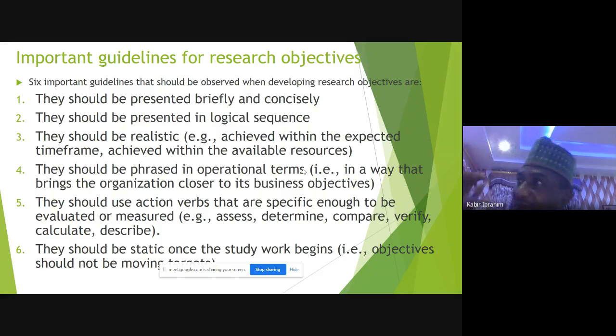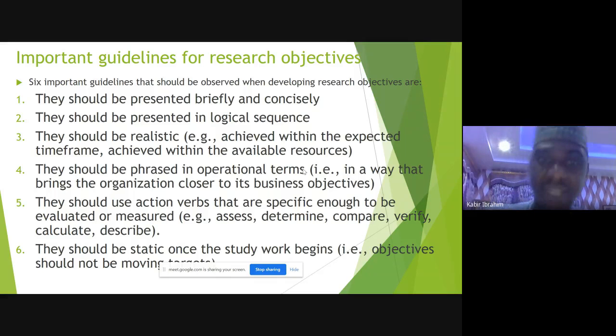Two, they should be presented in logical sequence. That is, from this objective, move to the next objective, and go to objective number 3. And each objective has a link with one another. For example, objective number 1 should have a link with objective number 2. It means that when objective 1 is not answered, objective number 2 will also not be explained.